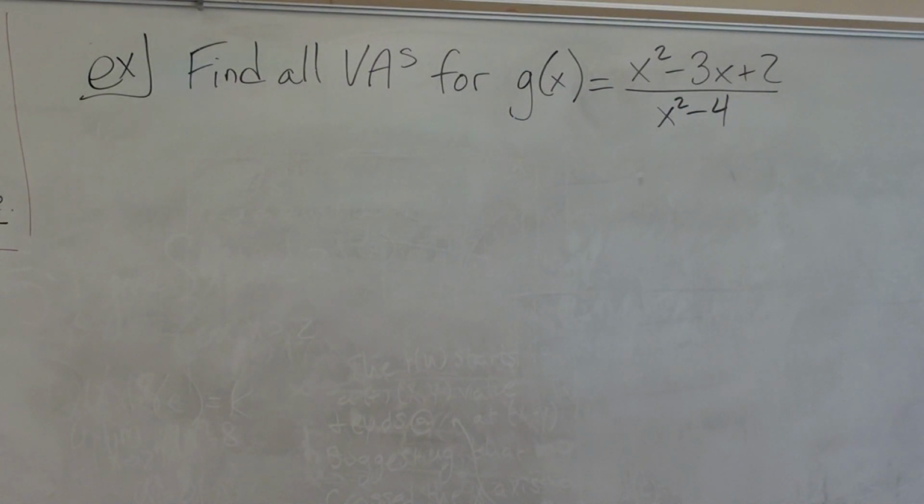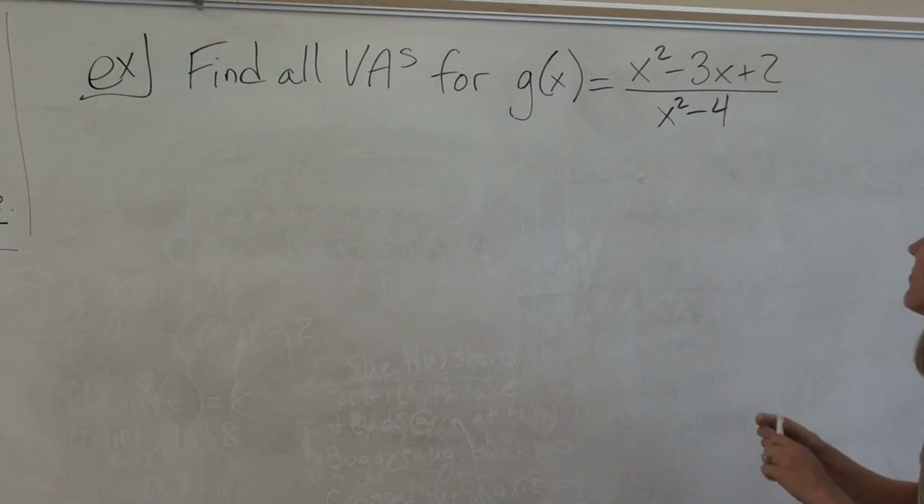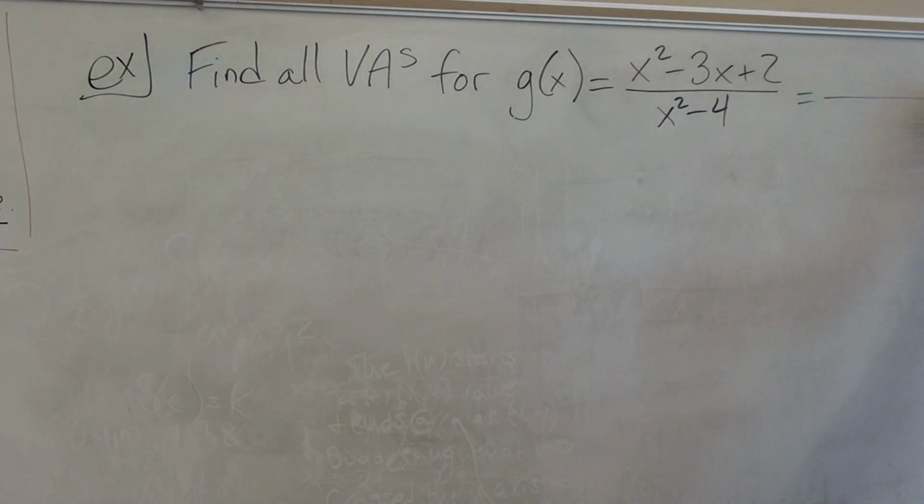Okay, so guys, when we're finding vertical asymptotes, what's the first thing that we do? Factor, right? So we factor everything, and what does the top factor into? X minus 2, x minus 1. What's the bottom? X plus 2, x minus 2. Oh no, there's a hole.